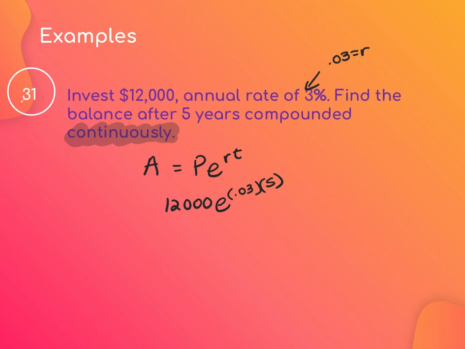So if you have a graphing calculator or one of these, you could type it directly in like that: 12,000, and I don't even need parentheses. The E is above the LN button, and for this kind of calculator, it gives you the parentheses, so I could do 0.03 times 5. And this is $13,942.01.